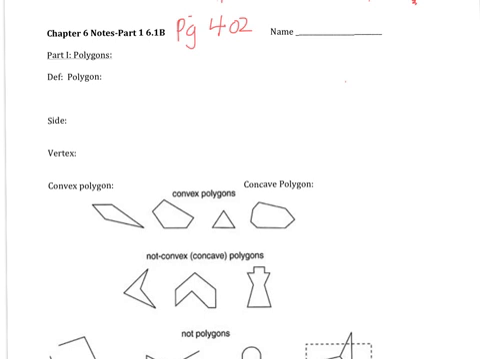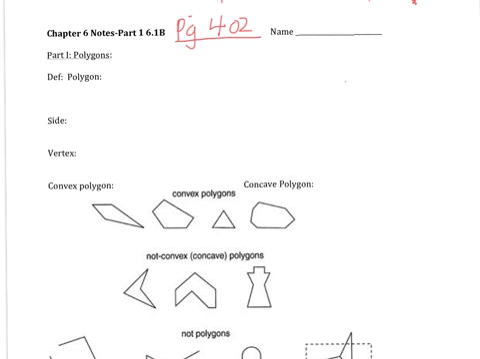Okay, these are notes for 6.1b, which is exploring polygons. Many of these notes start on page 402 in the book, and you're just going to copy right from the book. I'm not going to be able to write it all on here. So on page 402, make sure you're there, and look at the definition of a polygon.